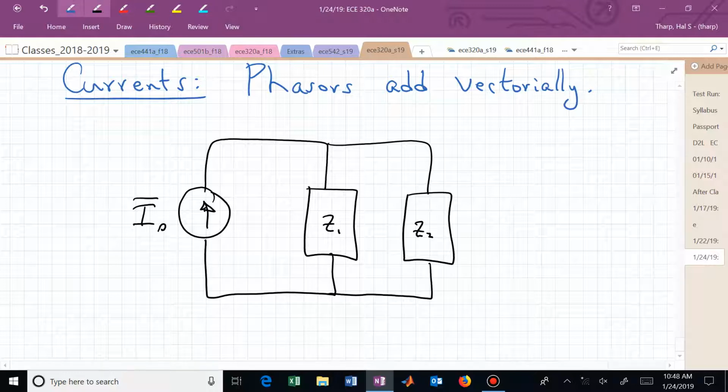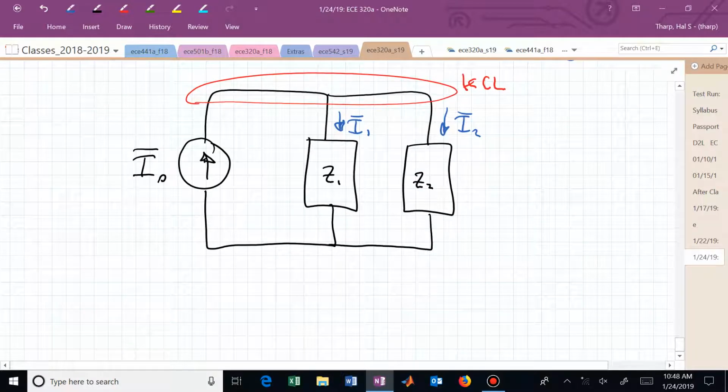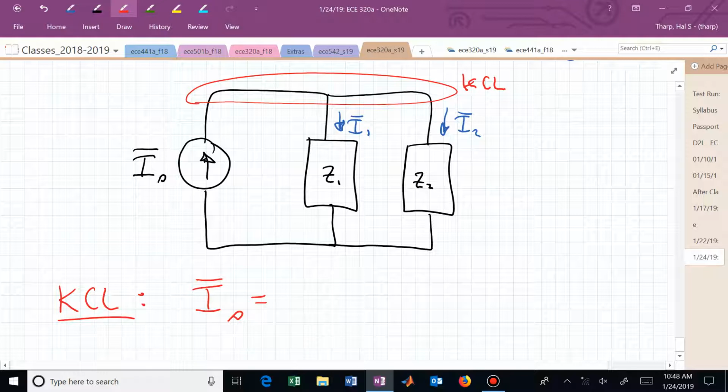Then if that's the case, we have I1 and I sub 2 by a voltage divider relationship, and we could write a KCL equation at this node, and KCL now says that I sub s is equal to I1 plus I2.